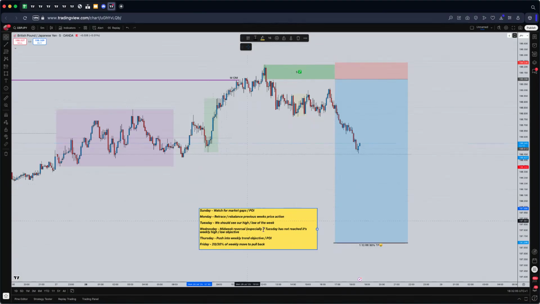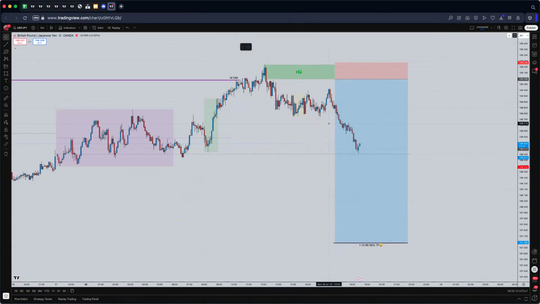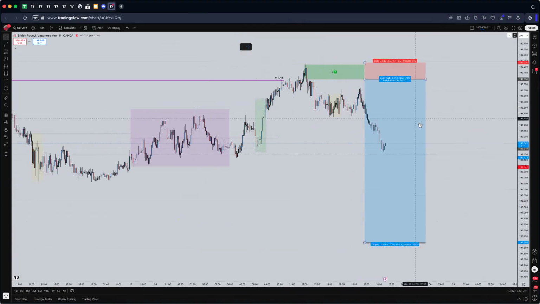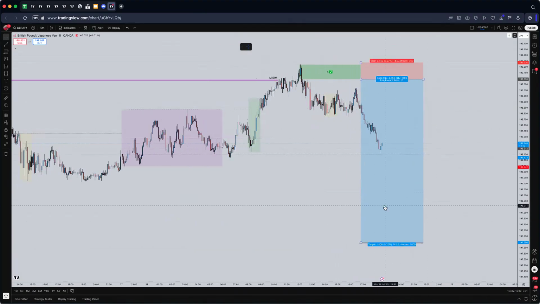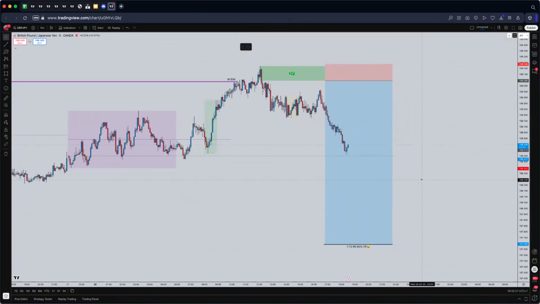And then Friday, we get a 20 to 30% retracement for the week. So understanding that, Mondays are usually the days to not really be aggressive with trades. That's why I didn't really care too much when this didn't tap in. I was like, all right, fair play, just remove my sell limit. And then we see exactly how that develops tomorrow.